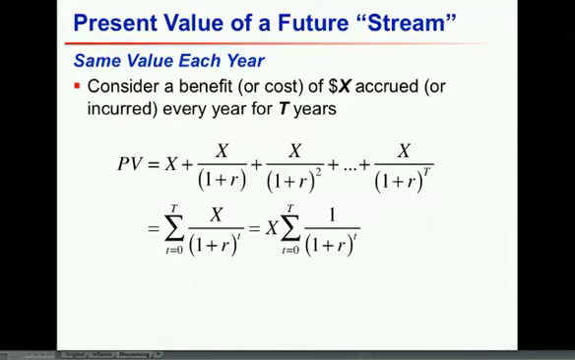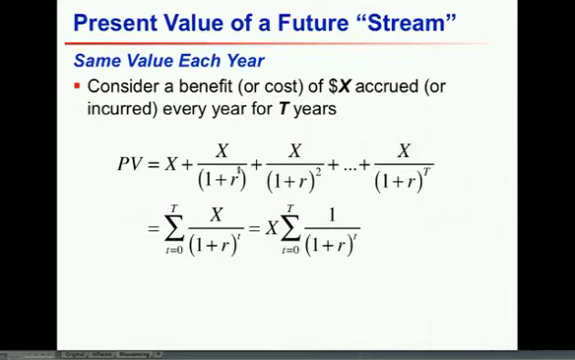The present value of what you receive this year, if you receive X this year, is X. You don't discount what you receive now. The present value of X next year is X divided by 1 plus R. The present value of X 2 years from now is X over 1 plus R squared. So it's summing up all of the present values, which in summation notation is given as below at the bottom.